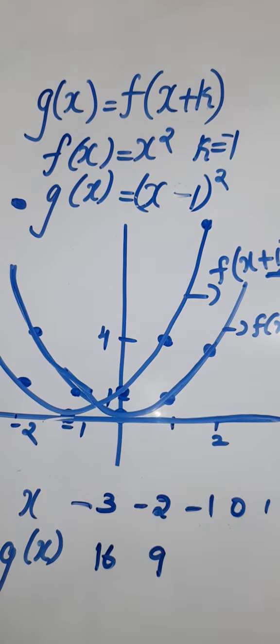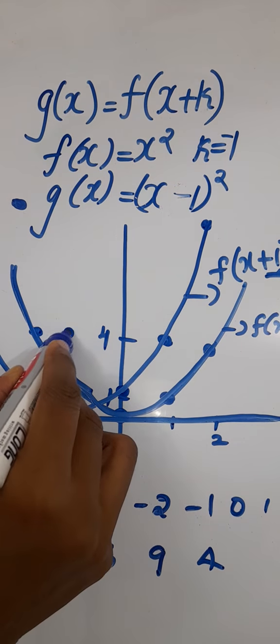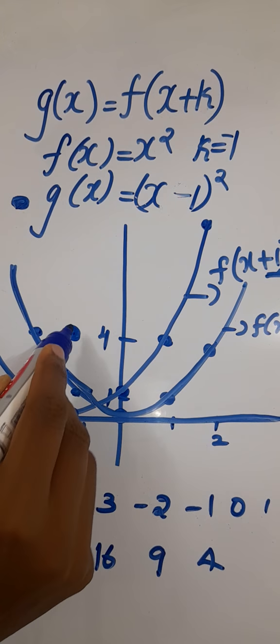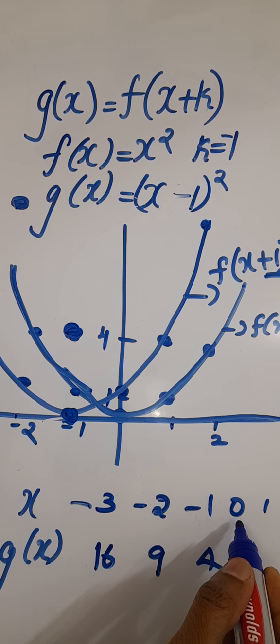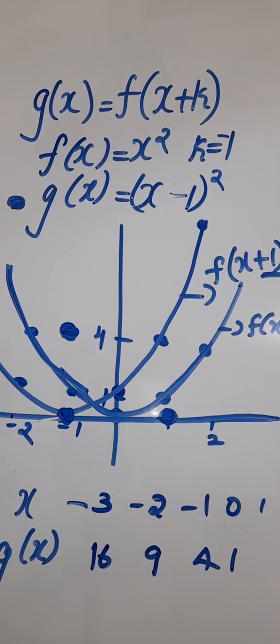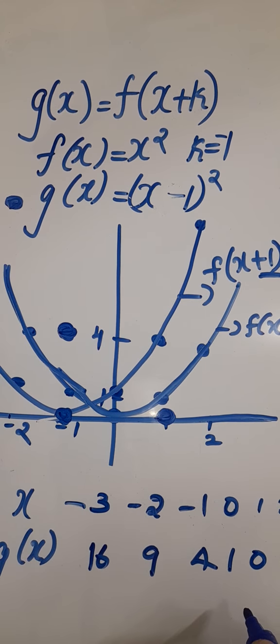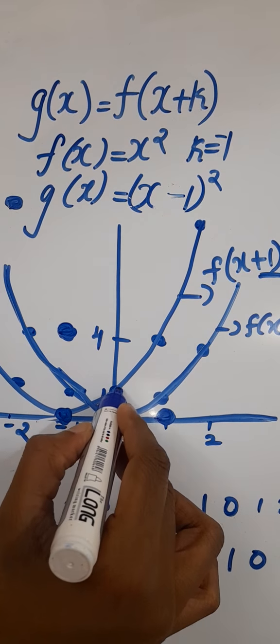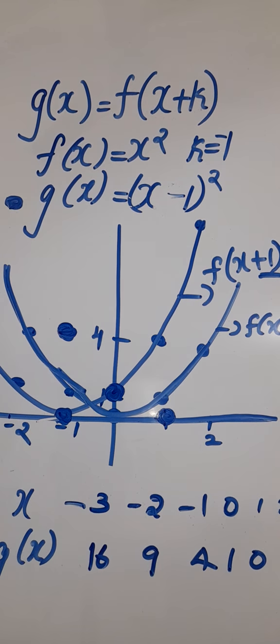For -1, -1 minus 1, -2. -2 square you get it to be 4. For -1 you get it to be equal to 4. You can clearly see these are the points on the curve. For x equal to 0 we get 0 minus 1, -1 square, 1. So for x equal to 0 you get it to be equal to 1. For x equal to 1 what do we get? 1 minus 1, 0, 0 square 0. So for x equal to 1 you get it to be 0.